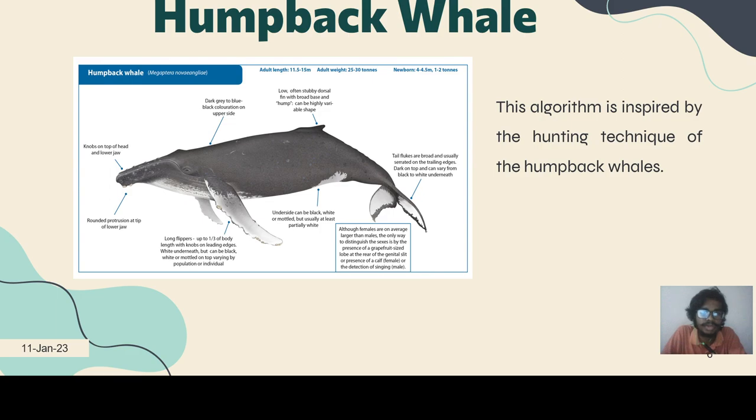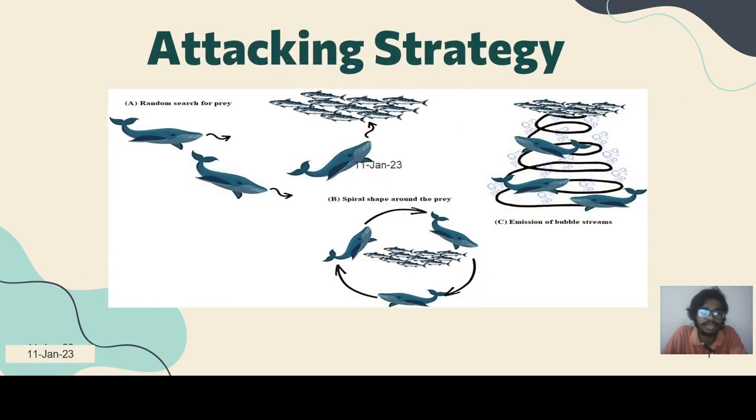Let's discuss the humpback whale. From the pictures we can see that the humpback whale's length is 11.5 to 15 meters and its weight is around 25 to 30 tons. This algorithm is inspired by the hunting technique of the humpback whales. Because of that, let's discuss the attacking strategy of the whales.